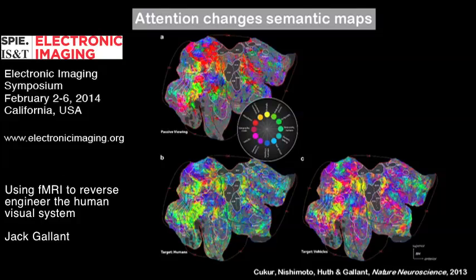And when you pay attention to vehicles, the map all of a sudden becomes very purple because now vehicles are overrepresented. So voxels are shifting their tuning curves all over the brain when the attention is changing. And this is very consistent with what we see in recordings from single neurons as well. Single neurons also shift their tuning curves as attention changes.